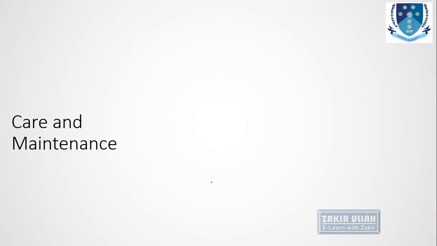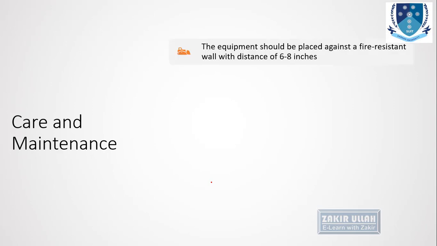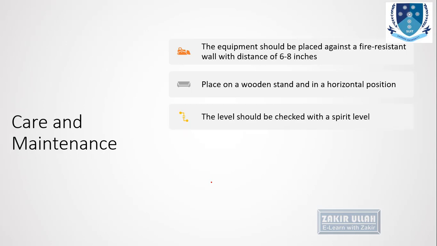Now, how to take care of the machines in the laboratory which are used for cold incubation purposes. The equipment should be placed against a fire resistant wall, and it should be placed about 6 to 8 inches away from the wall. The refrigerators should be placed on a wooden stand in a horizontal position. The level should be checked with a spirit level.